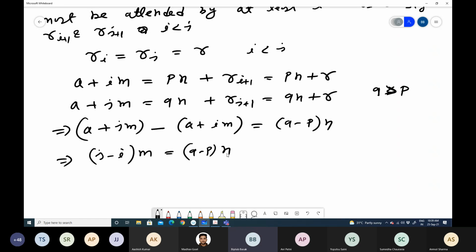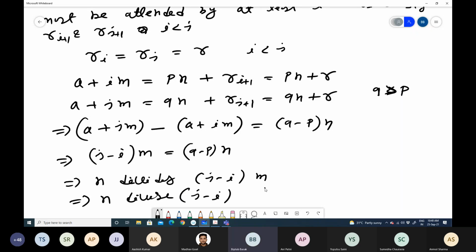Okay, so what does it mean? That means actually n divides (j minus i) into m, but m and n are relatively prime, so that implies n divides j minus i. Why? As m and n are relatively prime.